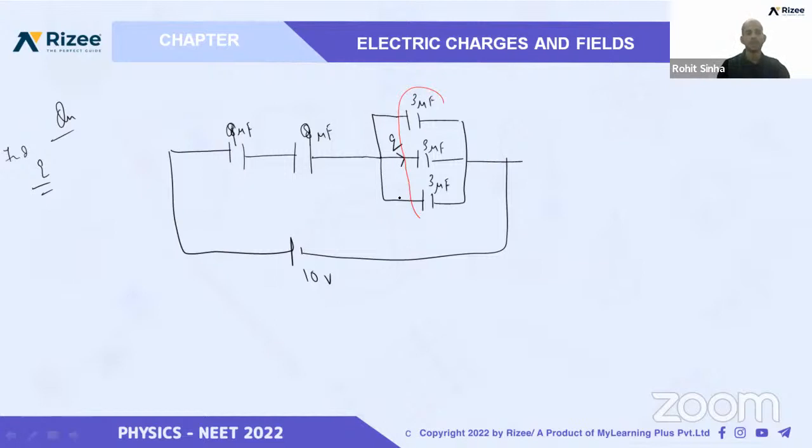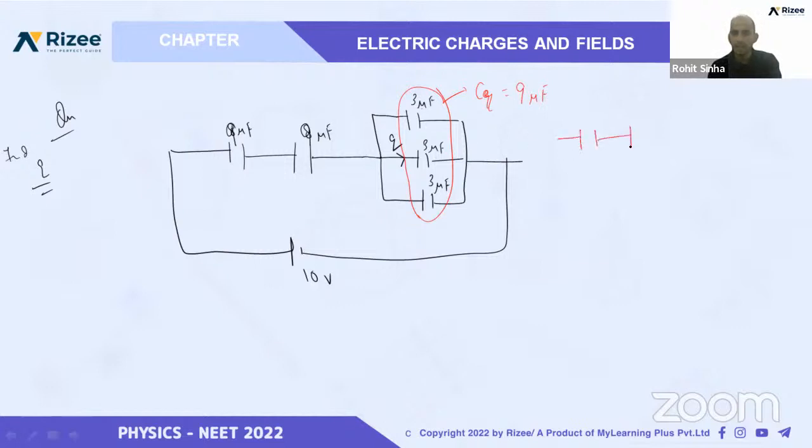Oh, let me try. I think you have tried something. Okay, let me try. These 3 are in parallel capacitance, both parallel. So their equivalent capacitance will be 3 plus 3 plus 3. That means 9 microfarad.